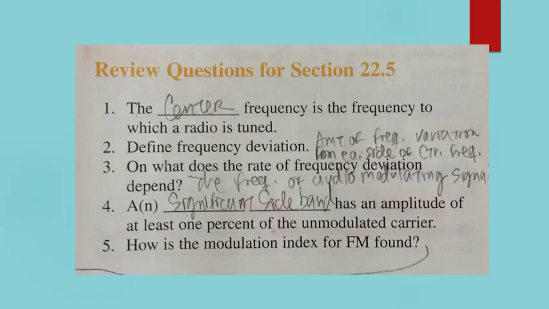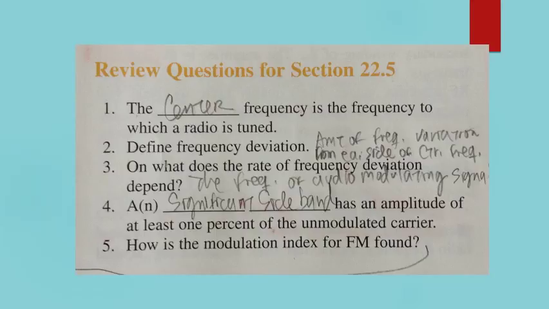Moving on to the review questions for section 22.5. Question 1: The center frequency is the frequency to which a radio is tuned. Question 2: Define frequency deviation. It's the amount of frequency variation from each side of the center frequency. Question 3: On what does the rate of frequency deviation depend? The frequency of the audio modulating signal.